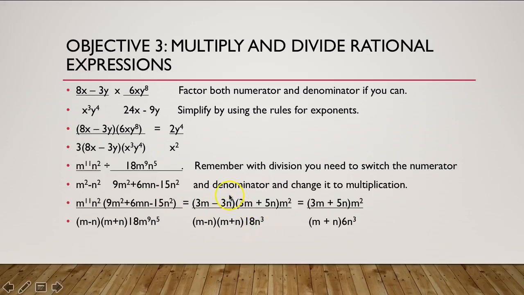Here I factored out a 3, and then that allowed me to cancel out the m minus n and the m minus n here, and then the 3 factored into the 18 and left me the 6 here. So that's how you get the 3m plus 5n times m squared over m plus n times 6n to the third.